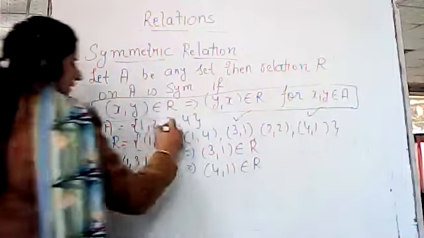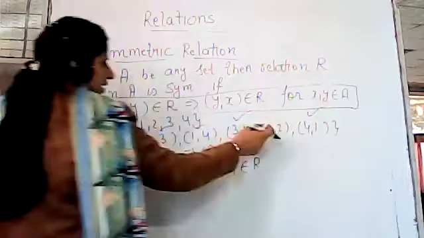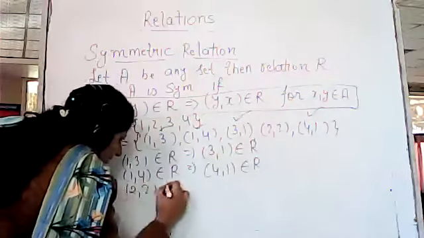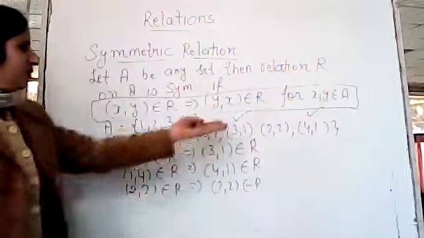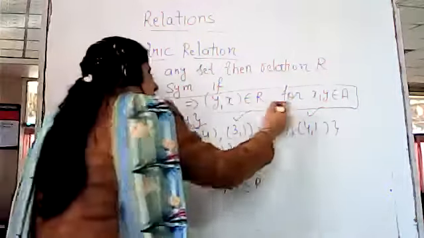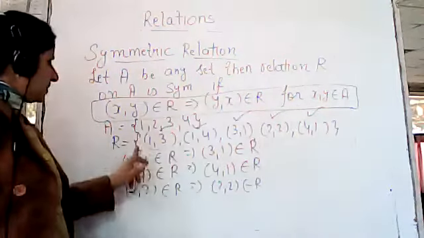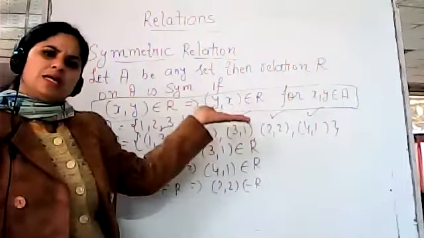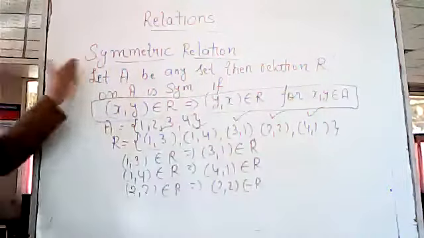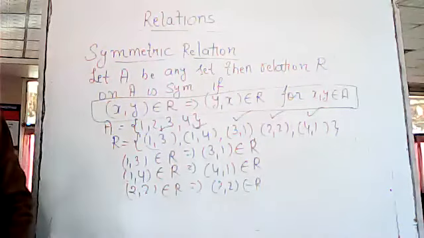Now let us move to the next pair. 3, 1, inverse is 1, 3, again present. Next is 2, 2. And what is the inverse of 2, 2? It will be again 2, 2. So 2, 2 is already available in the relation. So this relation is said to be a symmetric relation. Why? Because the inverse of every ordered pair is also present in the same relation. So this is the definition of symmetric relation with example. Any doubt in this definition? No, ma'am. Okay.